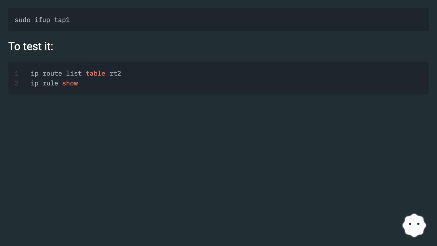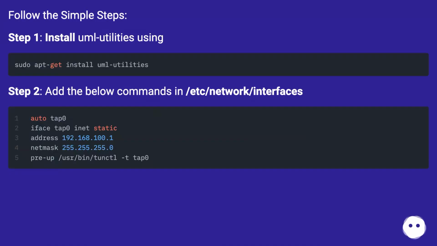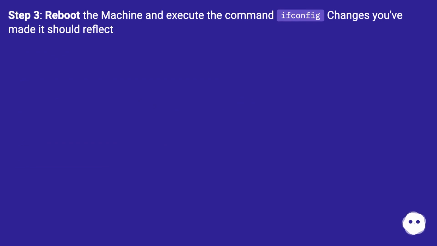To test it, follow the simple steps. Step 1. Install utilities using: Step 2. Add the below commands in /etc/network/interfaces. Step 3. Reboot the machine and execute the command ifconfig; the changes you've made should be reflected.